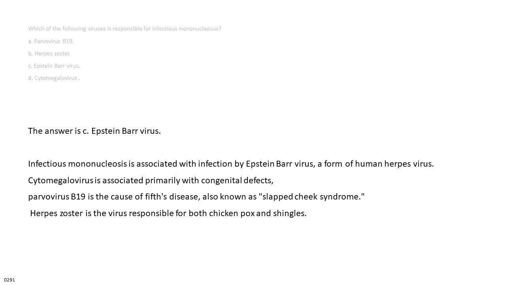The answer is C. Epstein-Barr virus. Infectious mononucleosis is associated with infection by Epstein-Barr virus, a form of human herpes virus. Cytomegalovirus is associated primarily with congenital defects. Parvovirus B19 is the cause of Fifth's disease, also known as slap cheek syndrome. Herpes zoster is the virus responsible for both chickenpox and shingles.